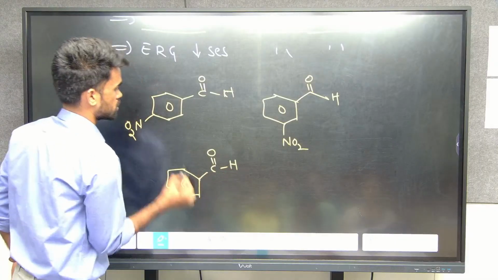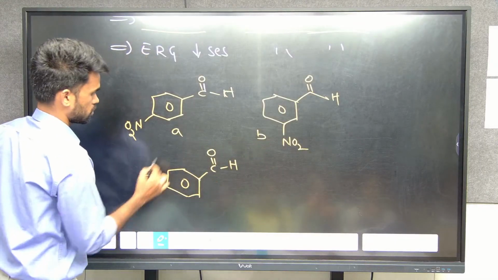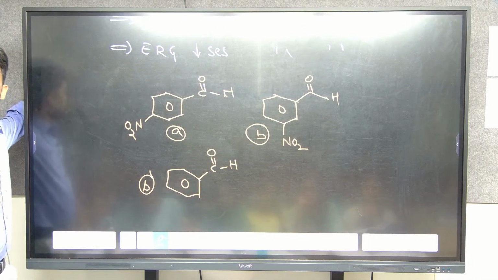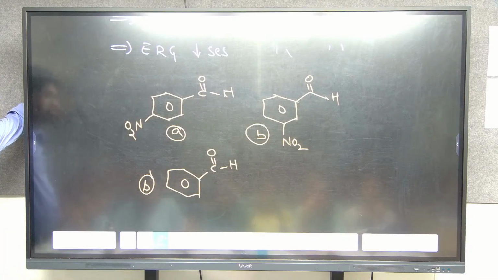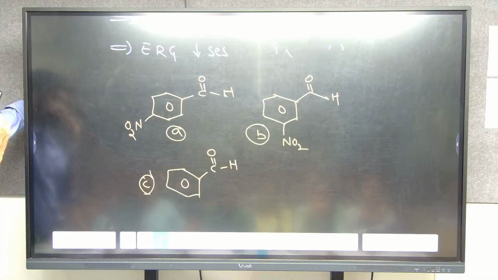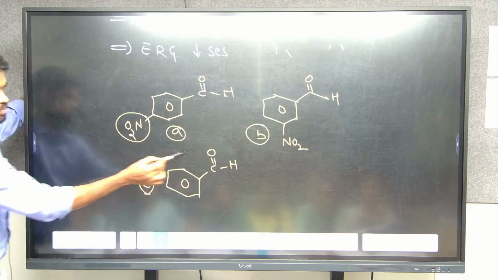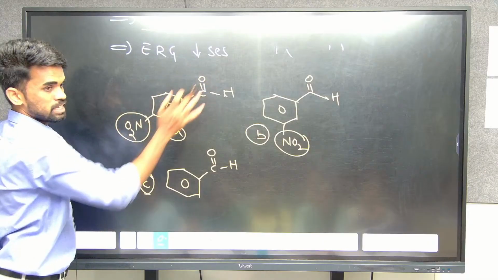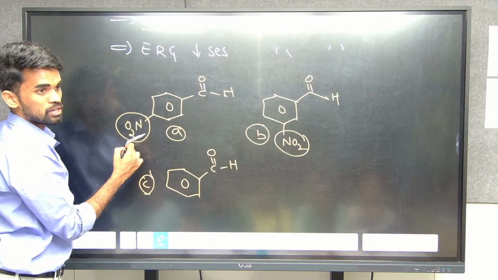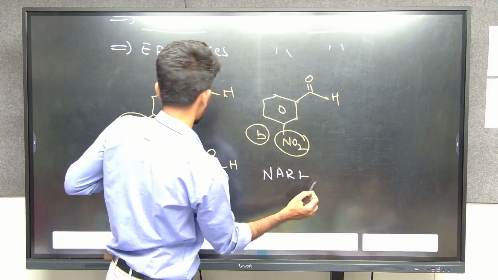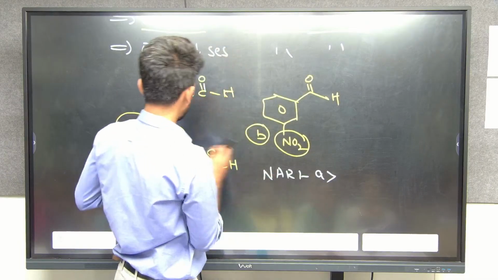Tell me now, fast. What is the answer? What type of groups do they have? Withdrawing groups. Remaining everything is the same. So electron withdrawing groups, what will they do? The rate of reaction increases. So which is more? A. Next. Between A and B, why are you saying A?